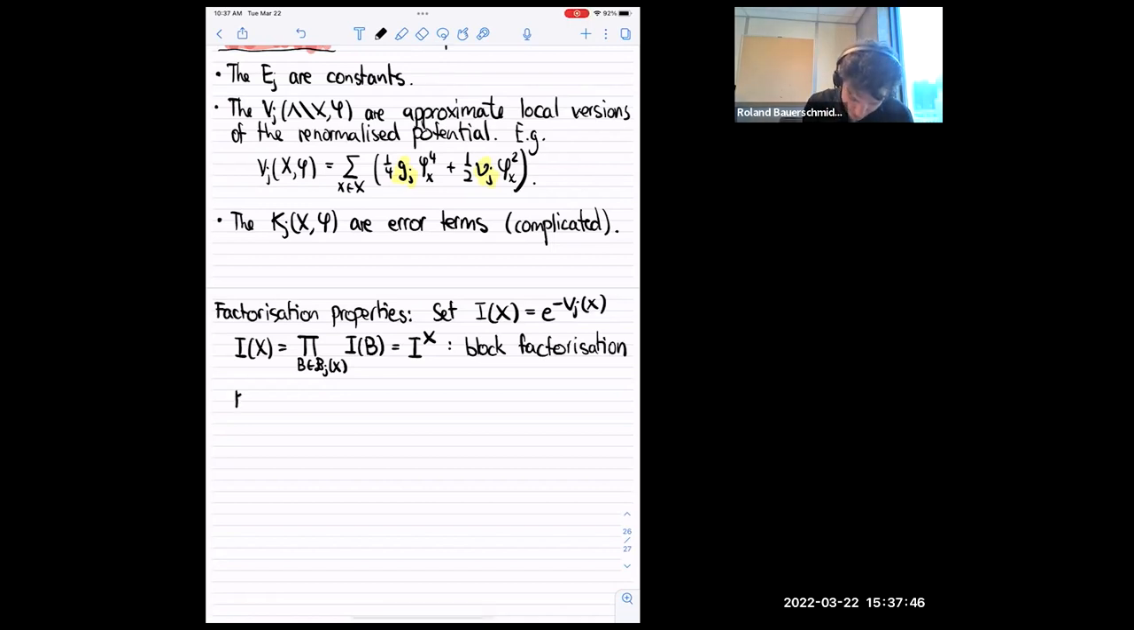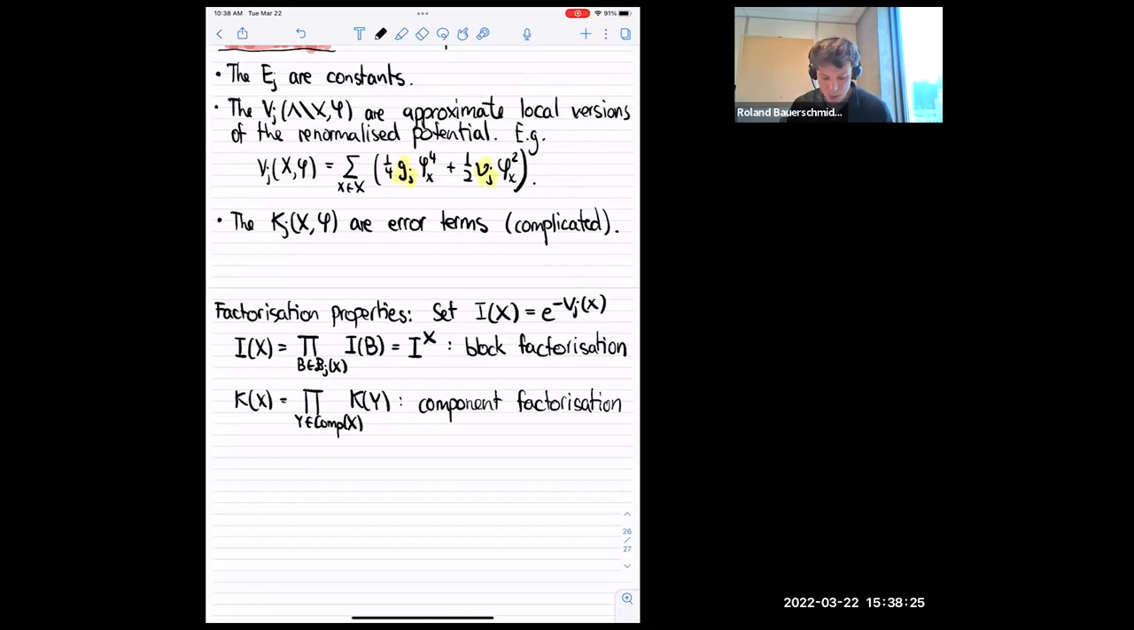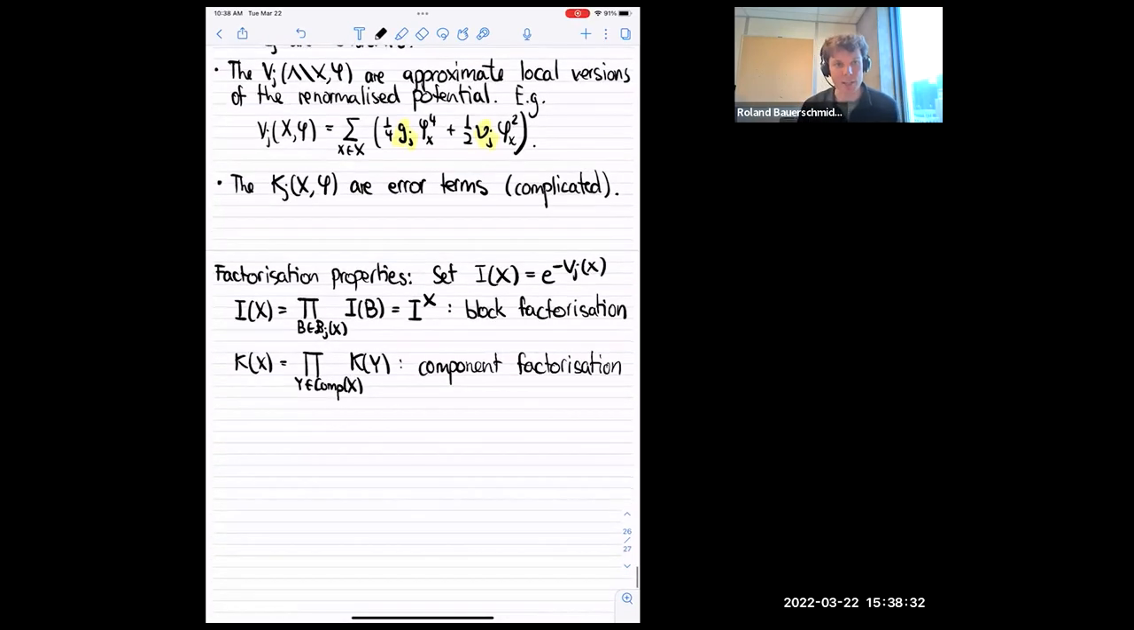On the other hand, K(X) will not have this block factorization property. We'll see in an example that you cannot have it. But it's still going to have a factorization property, which is called the component factorization property, meaning that K(X) equals the product over the connected components Y of X of K(Y). So this is the component factorization property. The part I given by the approximate local potential has block factorization. The remainder will have component factorization.